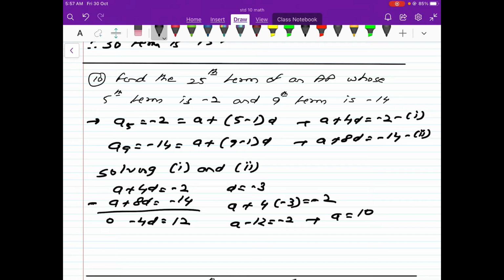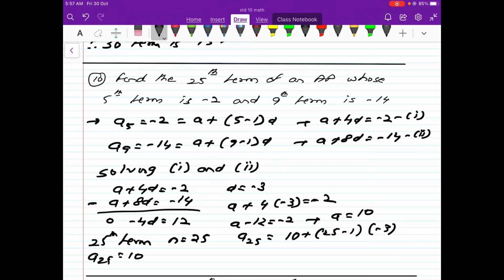So now we have to find the 25th term. So for the 25th term n is equal to 25. So a25 is equal to a plus 25 minus 1, because n is 25, into d, which is minus 3. So a25 is equal to 10 plus 24 into minus 3. 24 into minus 3 means minus 72. So it is minus 62. So we will say therefore the 25th term of the given AP is minus 62.